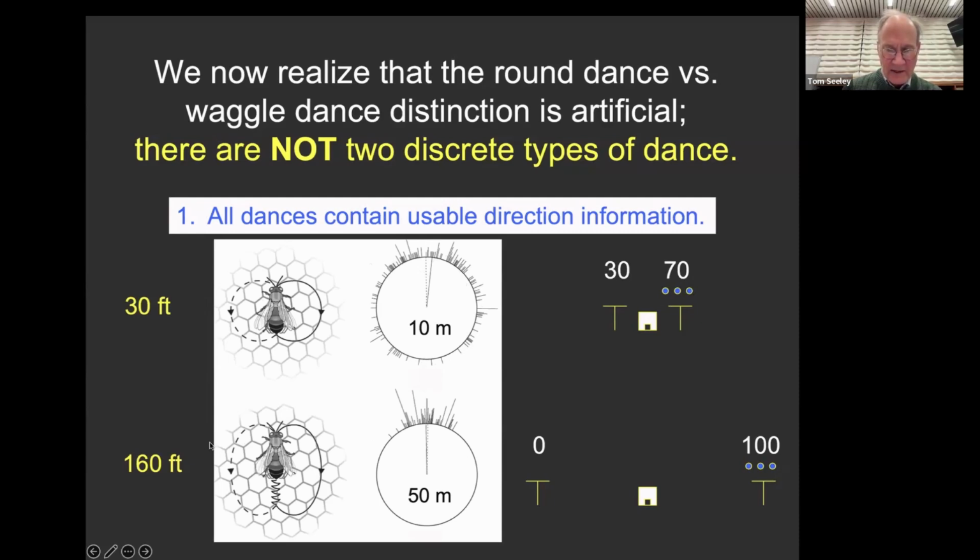Now, when we repeated the experiment at a greater distance, at 50 meters, the bees, of course, give a much more precise indication of the direction, because it's a lot farther from the hive. And this is the outcome of the experiment: 100% of the bees went in the direction of the feeder that had the food. These numbers up here, I should have said, are percentages. 70% went here, but 30% went over there. At greater distance, it's 100% versus 0%. So they're not two discrete types of dance. All these dances, whether it's a round dance or a waggle dance, contain usable direction information. It's just that some dances give the directional information more precisely.